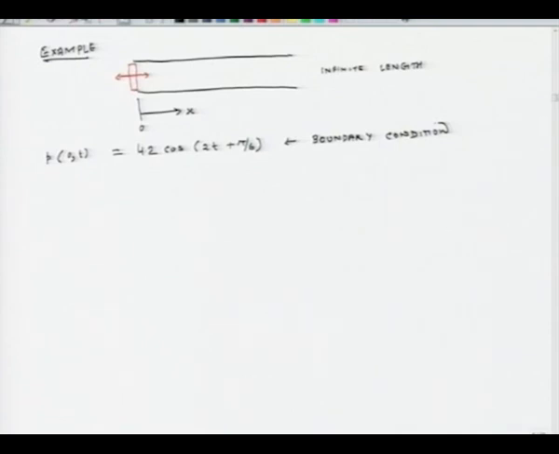So, then the question is to find P of x, t for x greater than 0. If I know the boundary condition that near the piston the pressure is 42 cosine(2t + pi/6), how is pressure changing in time and as I also move along x?